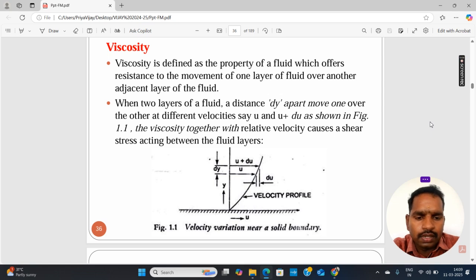This diagram shows the velocity profile, or velocity variation, near the solid boundary. Any liquid layer adjacent to the solid surface, due to adhesive force, will be attracted to the solid surface. So the liquid layer will possess zero velocity. As the distance from the solid surface increases, the velocity also slowly increases. That's why we get a curve that shows the velocity profile.